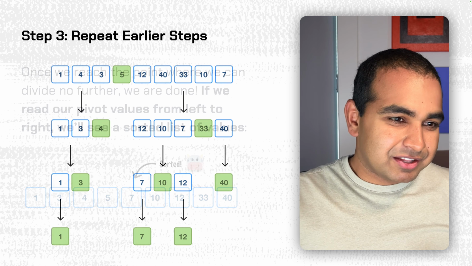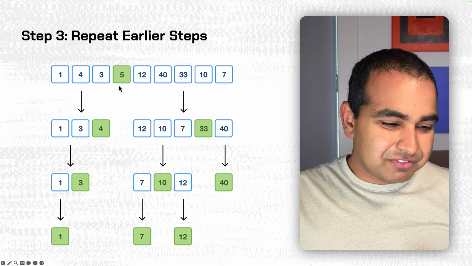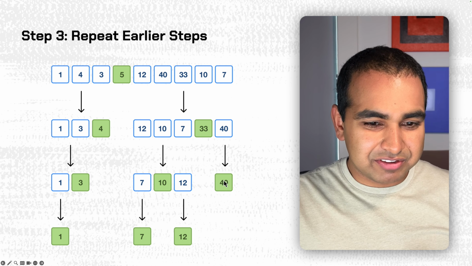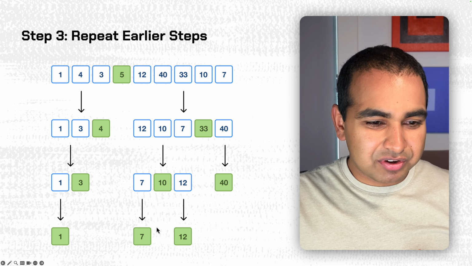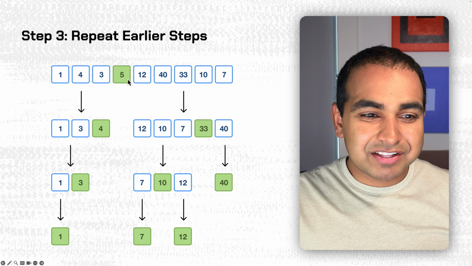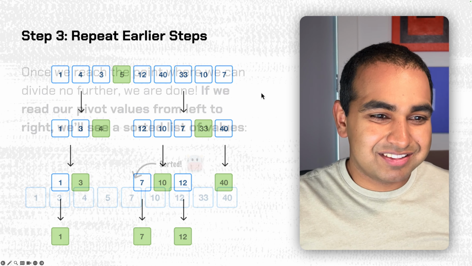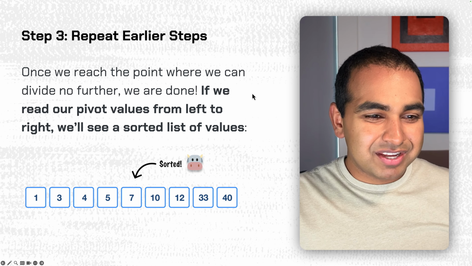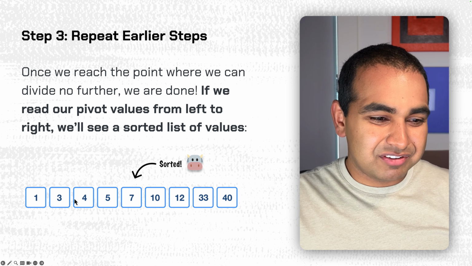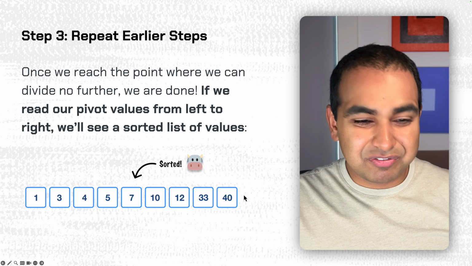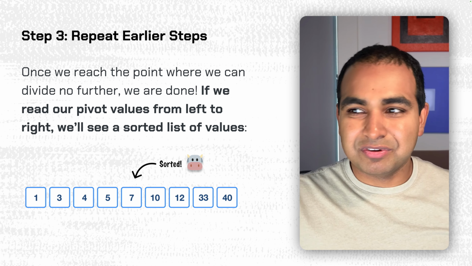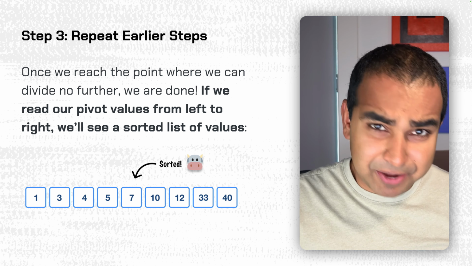And here's an interesting detail. Notice the pivot values we have here: 1, 3, 4, 5, 7, 10, 12, 33, 40. When we read them in order as they appear from left to right, what we'll find is that these are also values that are in their sorted positions. And so reading our pivot values from left to right, the sorted list of values is our sorted version of the array. So 1, 3, 4, 5, 7, 10, 12, 33, 40 is the final answer, taking the unsorted collection we saw earlier to the sorted version that we see now.